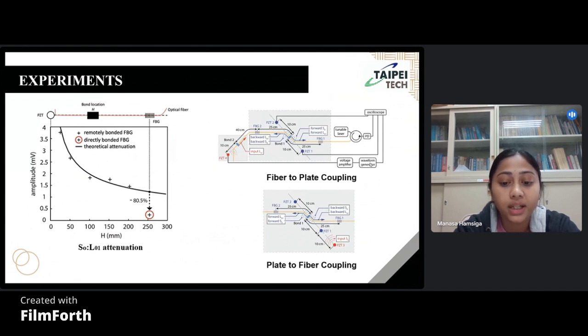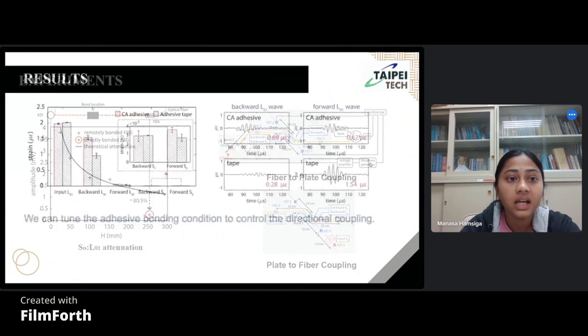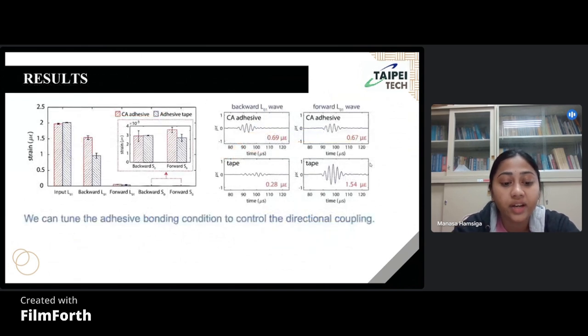Then we have fiber to plate coupling, where the direction is unidirectional, and we only get the direction of propagation in the fiber. But there is no back reflection. For plate to fiber coupling, it is bidirectional, and it is vice versa to the fiber to plate coupling. The result analysis shows the Lamb wave in the plate is coupled to the L01 traveling wave in the optical fiber equally, in the forward and backward directions, through a CA adhesive. The L01 modes coupled through adhesive tape show a directional coupling behavior, which can be tuned through the adhesive bonding condition to control the directional coupling.